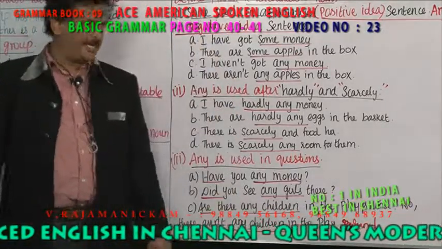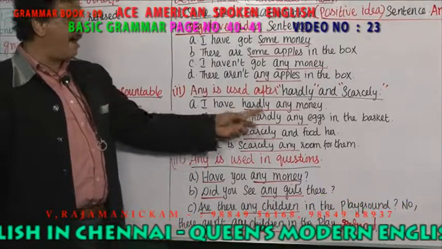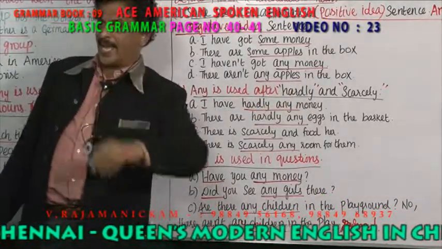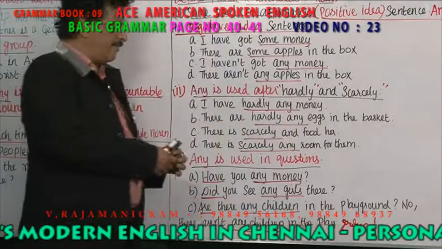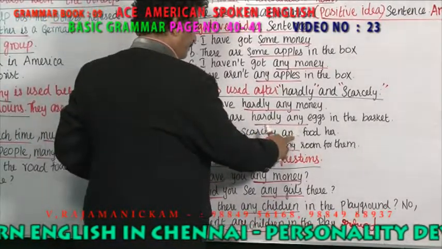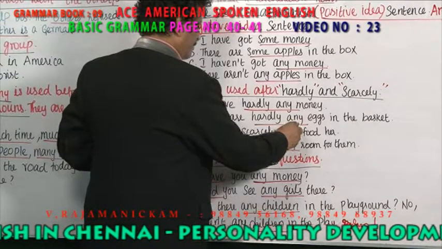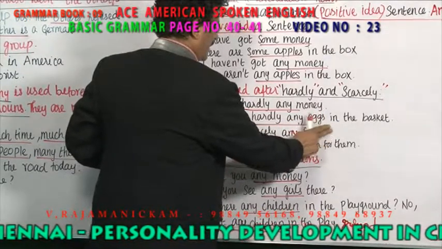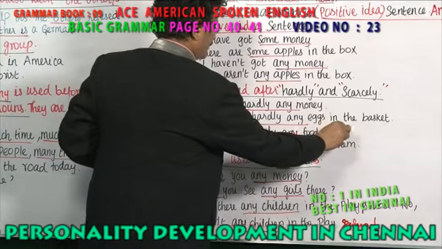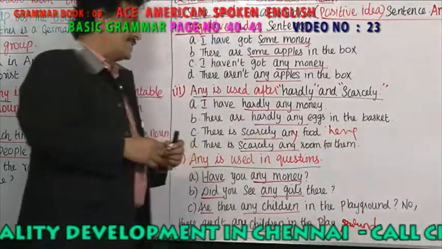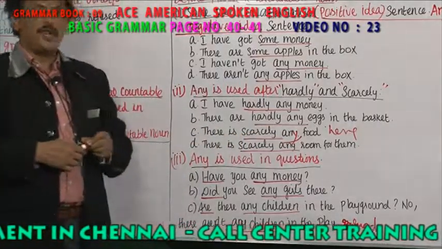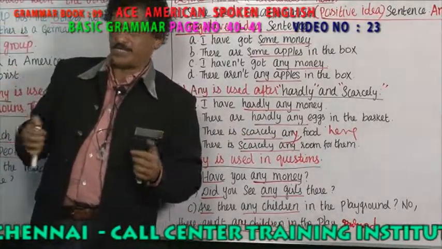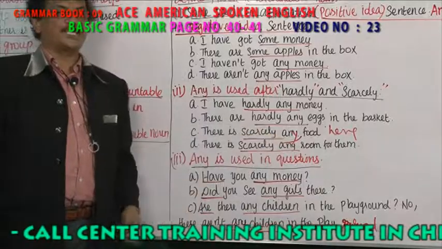I have hardly any money. I don't have any money. There are hardly any eggs in the basket. Almost no eggs in the basket. There is scarcely any food here. Then, there's scarcely any room for them means almost no space at all. So here room means space.